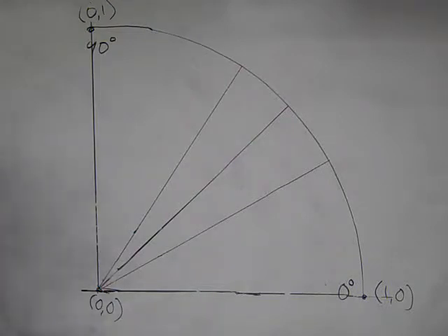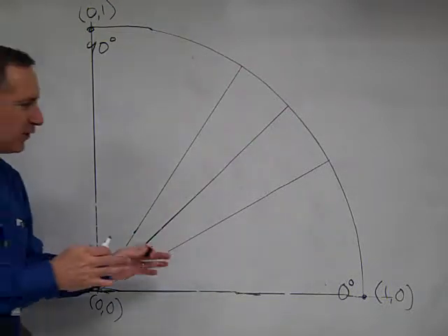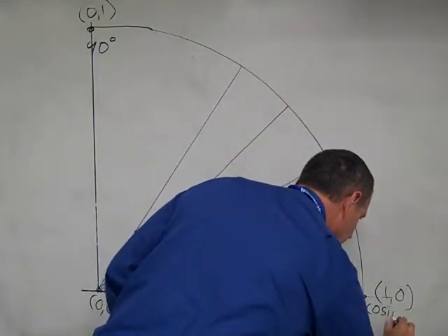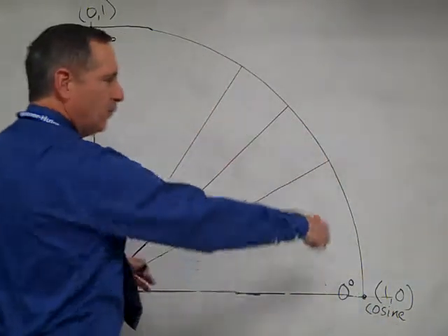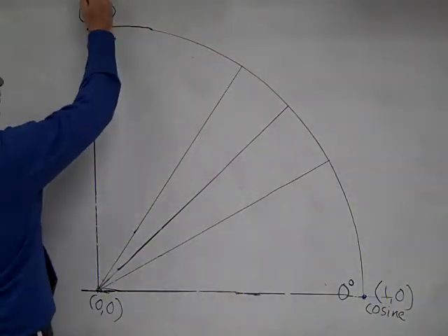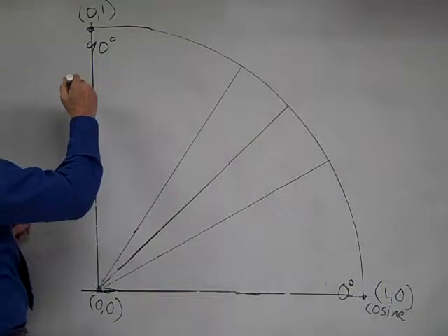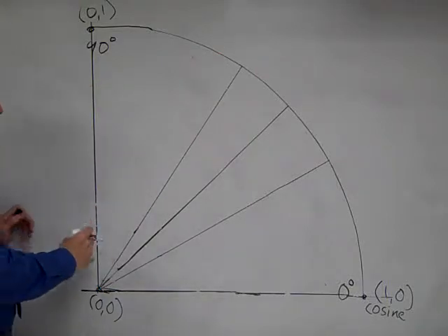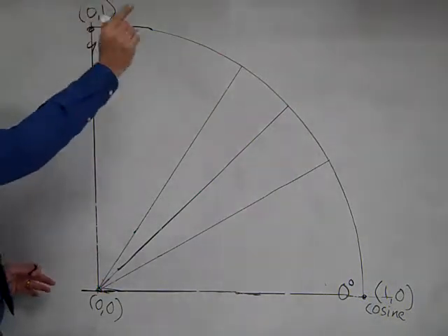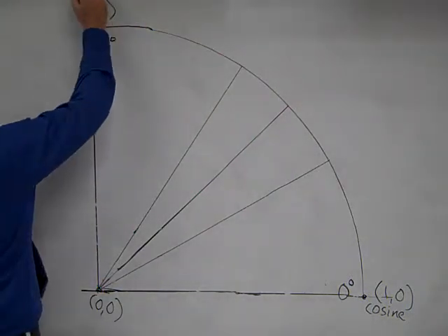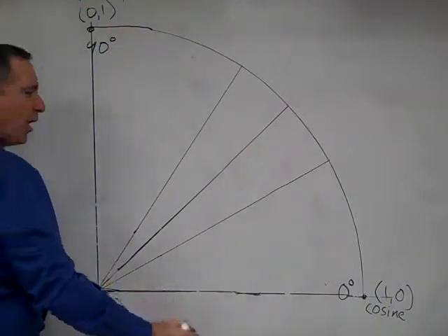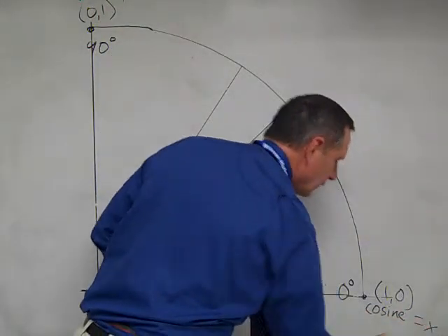Now, what you have to know on a unit circle is the x values are the cosine of what's on the unit circle. The y values are the tangent? No. The x is cosine, y is sine. So sine is going to be our y value. I'll say sine equals y, cosine equals x.